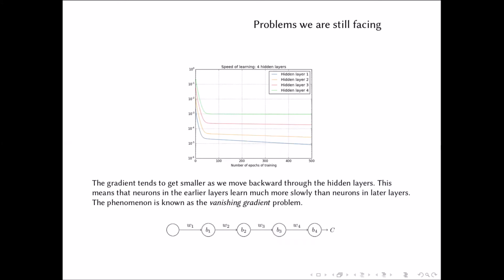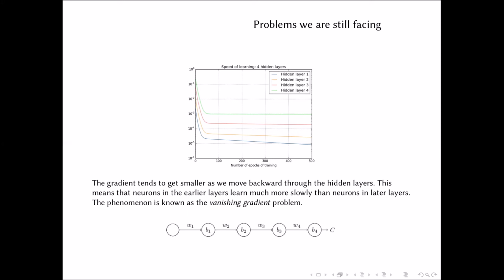So let's look at some problems. Our idea is that we want it to work not only for this specific network, these 3 layers, but also for deeper and more complex networks, for example with more layers. But if we add more layers, there are some problems we're going to have. If we look at this graph, this is the speed of learning for 4 hidden layers. The green line is hidden layer 4. We see the speed here is much faster than hidden layer 3, and hidden layer 3 is much faster than hidden layer 2, and hidden layer 2 is much faster than hidden layer 1.